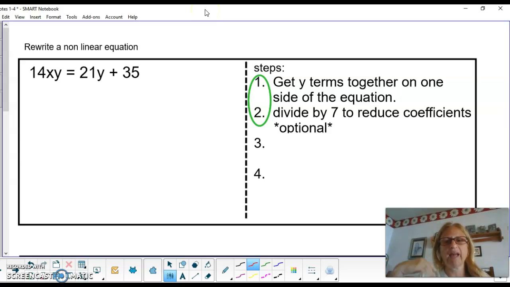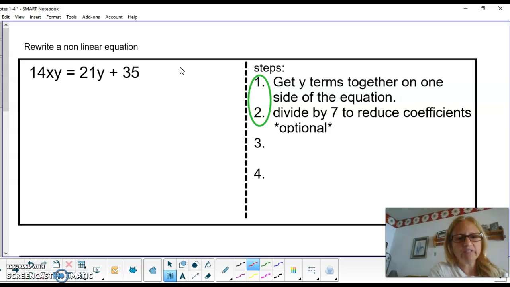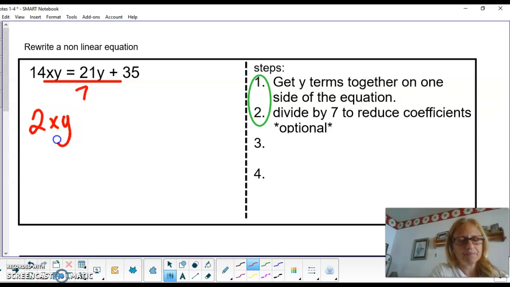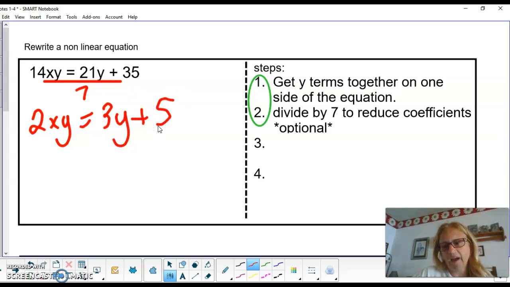You're going to hear this over and over again. Pull out a common factor, get rid of a common factor. Well, a common factor here of all of them is 7. So we could actually divide the whole thing by 7, okay? And that 7 can just go away because we're dividing all 3 terms. So if we divide everything by 7, we get 2xy equals 3y plus 5. It just allows us to simplify it a lot easier. We're working with smaller numbers.